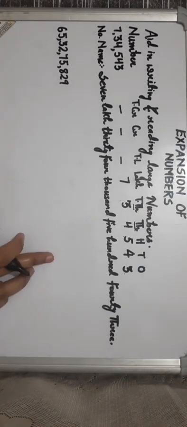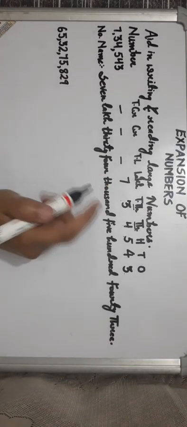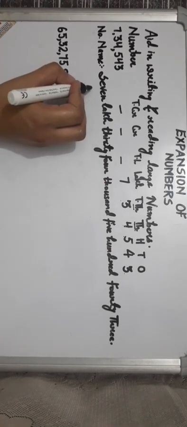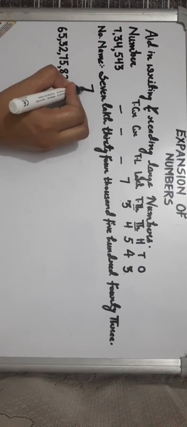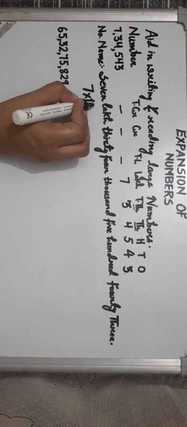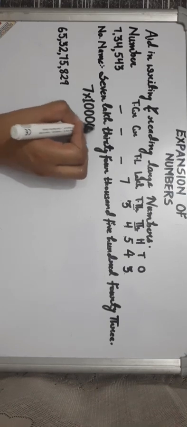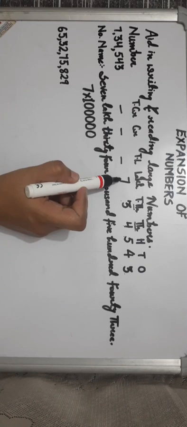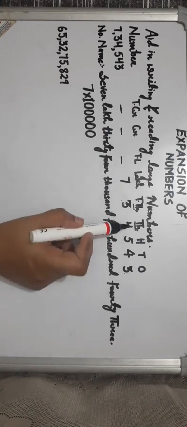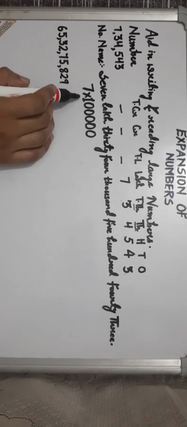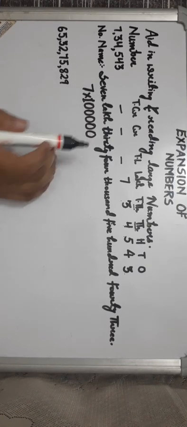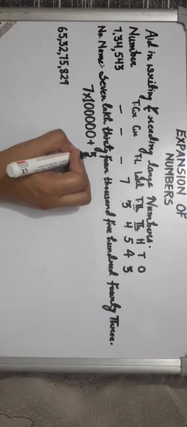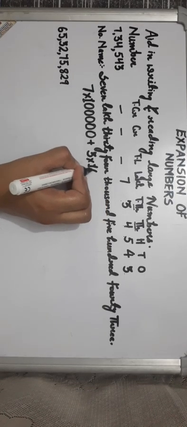Now let's see its expansion. 7 is at lakh. So you know how many zeros are there in lakhs? 5 zeros are there in lakhs. So write this 7, 1, 2, 3, 4, 5. Or you can also look at the table. After 7, how many digits are there? 1, 2, 3, 4, 5. So we will write 1 lakh having 5 zeros, plus 3 at 10,000. So we will write 10,000.